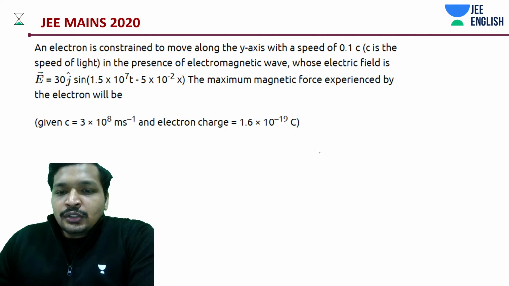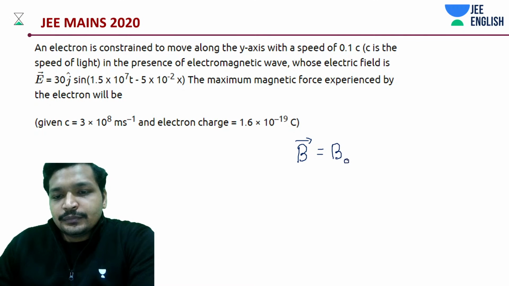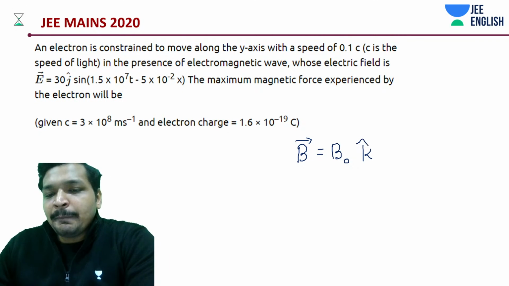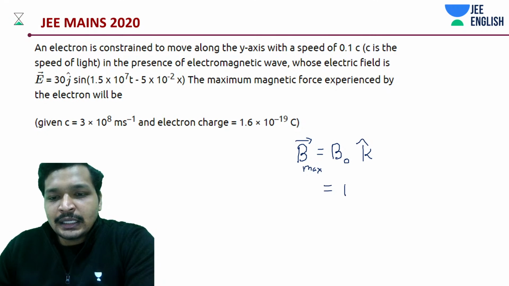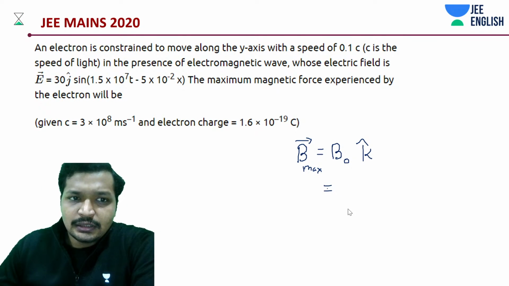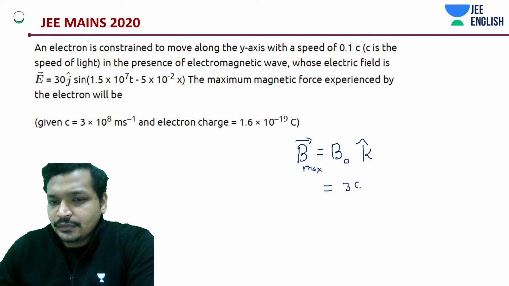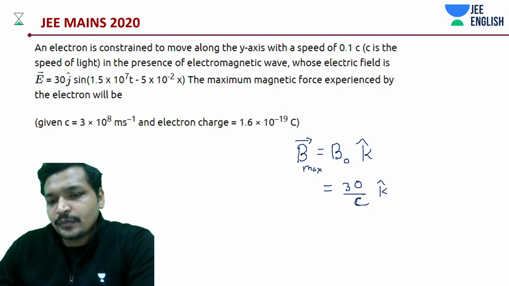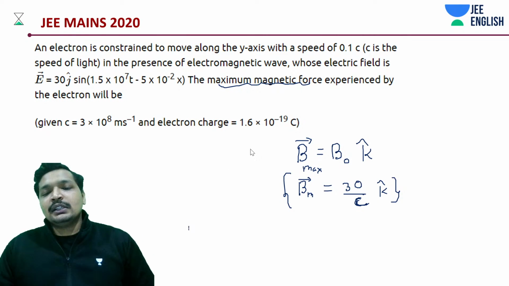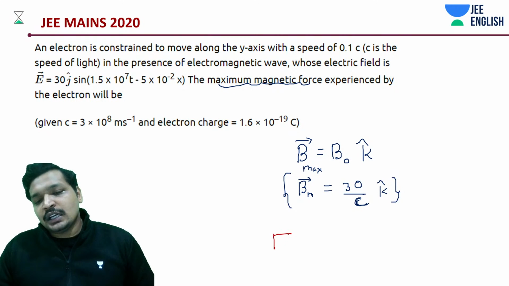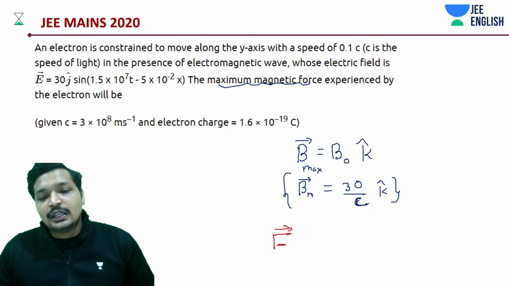Okay. So what is the magnetic field? B naught into some k cap. We are talking about maximum. We got the value of B naught to be something like 30 divided by c. And what is being asked? Maximum magnetic force. Now you know it, it's a very simple thing. The force experienced by a charged particle, in this case an electron, is going to be q into v cross B.